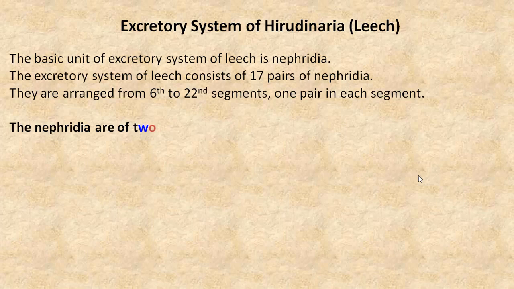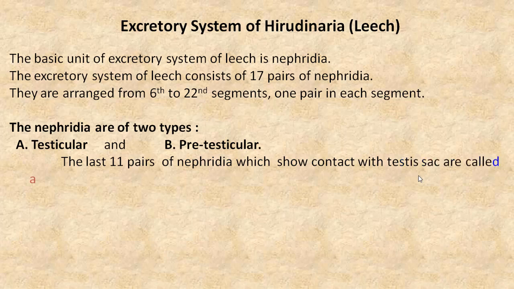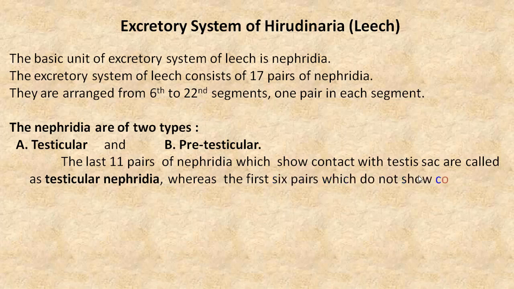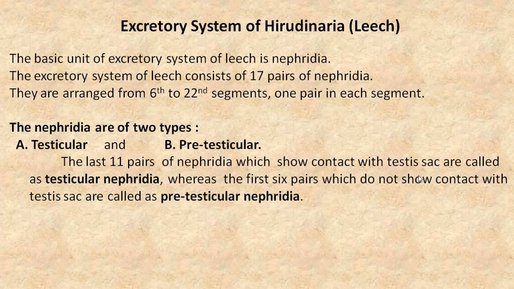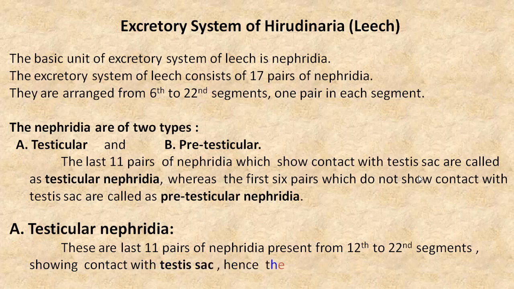The nephridia are of two types, testicular and pre-testicular. The last 11 pairs of nephridia which show contact with testis sac are called testicular nephridia, whereas the first 6 pairs which do not show contact with testis sac are called pretesticular nephridia. First we will see testicular nephridia. These are last 11 pairs of nephridia present from 12th to 22nd segments, showing contact with testis sac. Hence, these are called testicular nephridia.